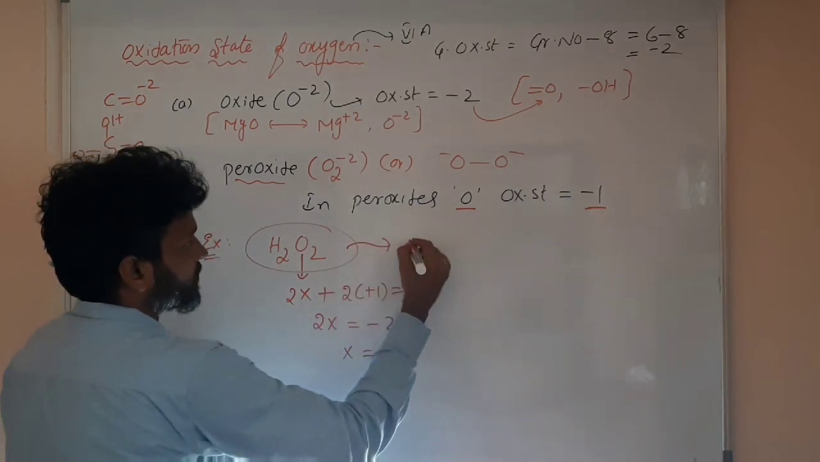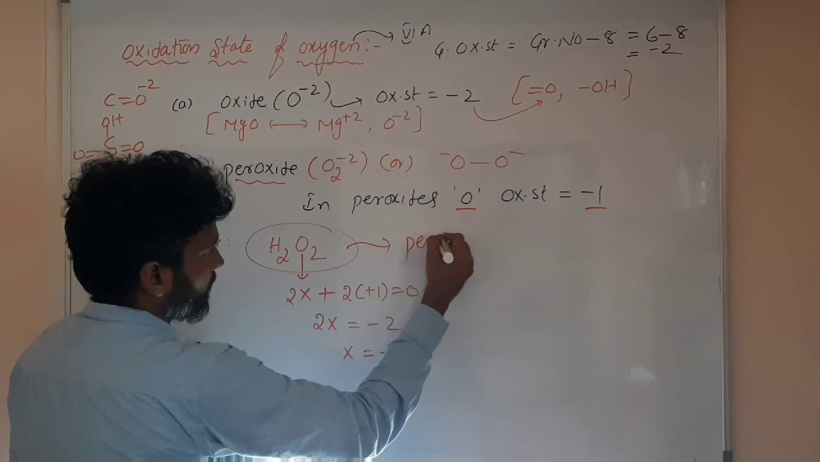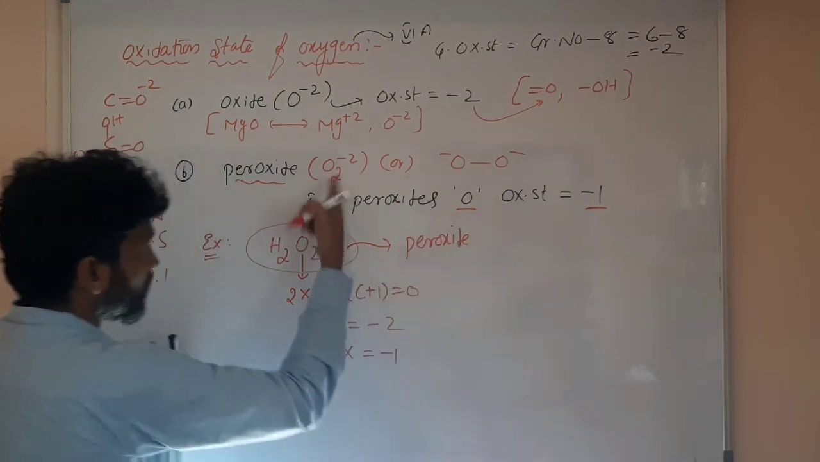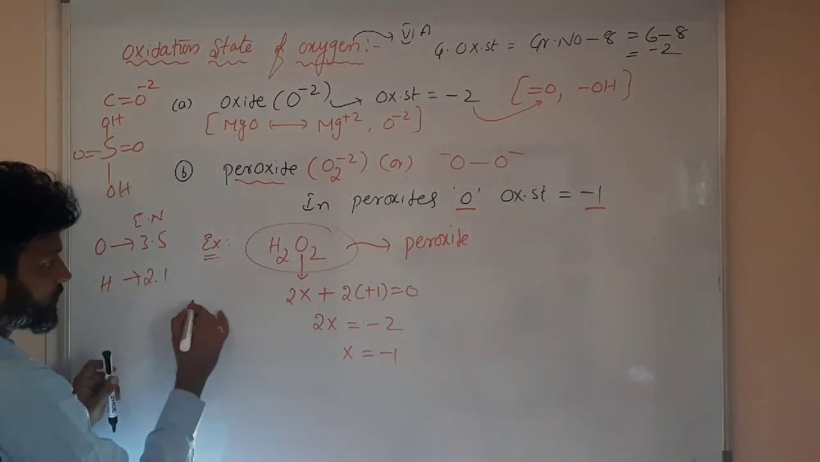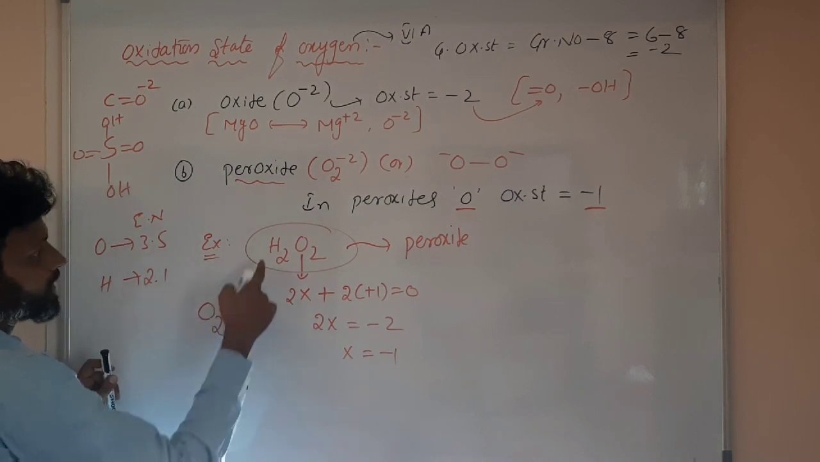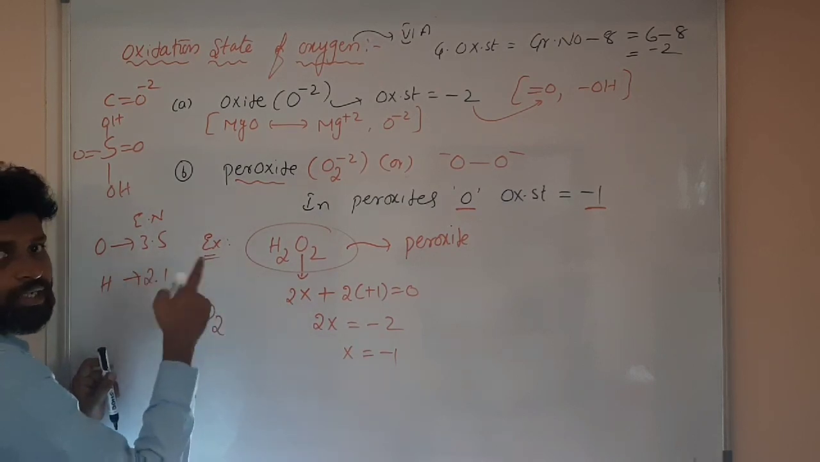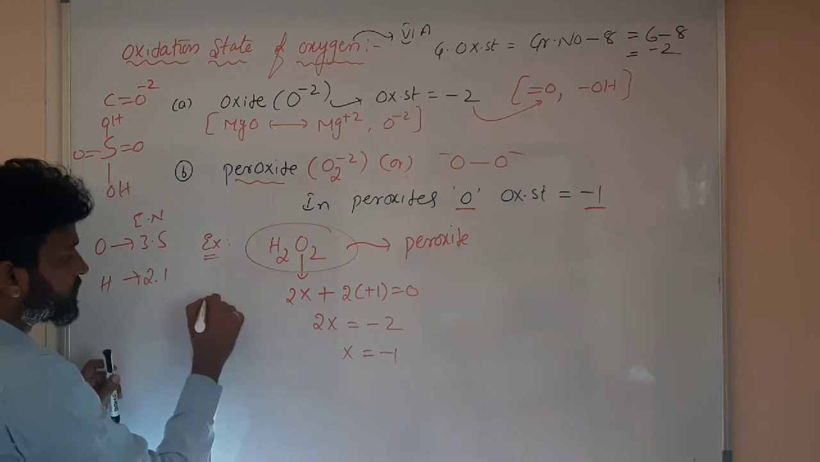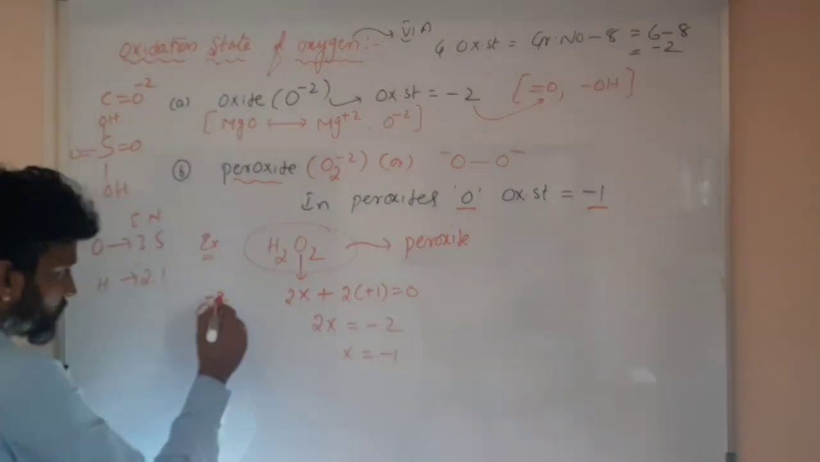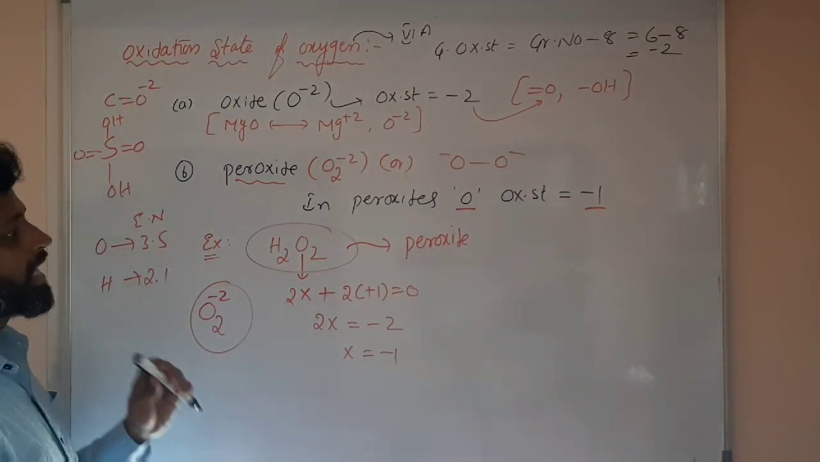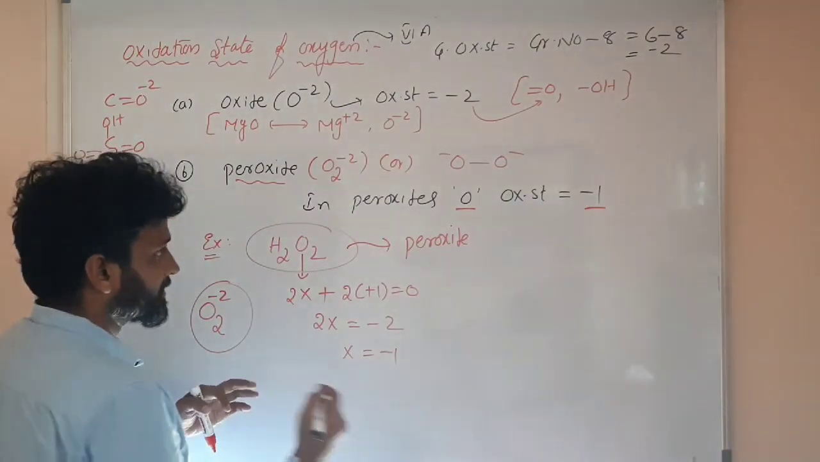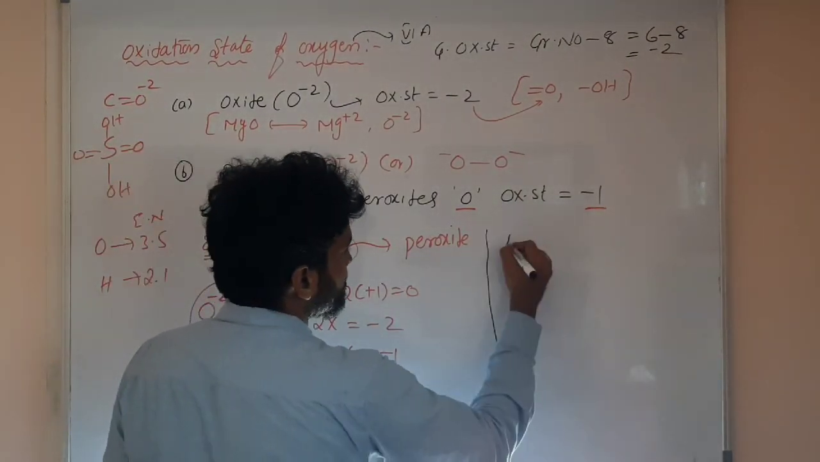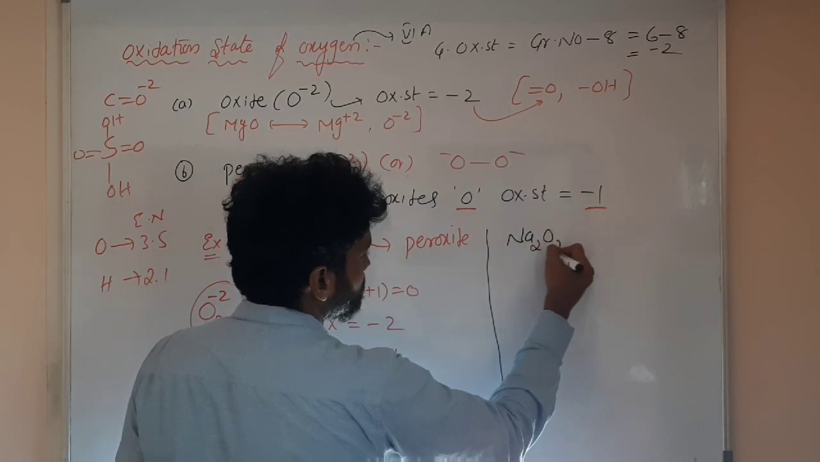So H2O2 is peroxide. Why did you represent O2 -2, understood? So 2 oxygens are there. Each hydrogen is +1, meaning 2 hydrogens are +2. So 2 oxygens will have -2 charge. So this is O2 -2. This is about peroxide. In the same manner, you can have some more examples like Na2O2.